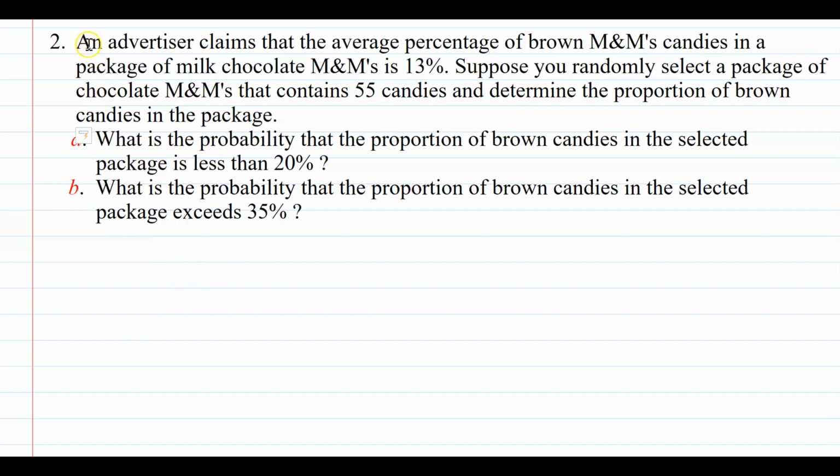Here is our question number 2. An advertiser claims that the average percentage of brown M&Ms candies in a package of milk chocolate M&Ms is 13%. Suppose you randomly select a package of chocolate M&Ms that contains 55 candies and determine the proportion of brown candies in the package. What is the probability that the proportion of brown candies in the selected package is less than 20%? Question B. What is the probability that the proportion of brown candies in the selected package exceeds 35%? So let's begin with question A.